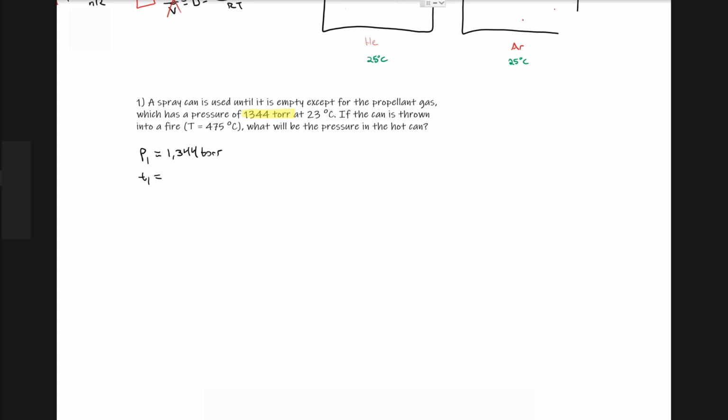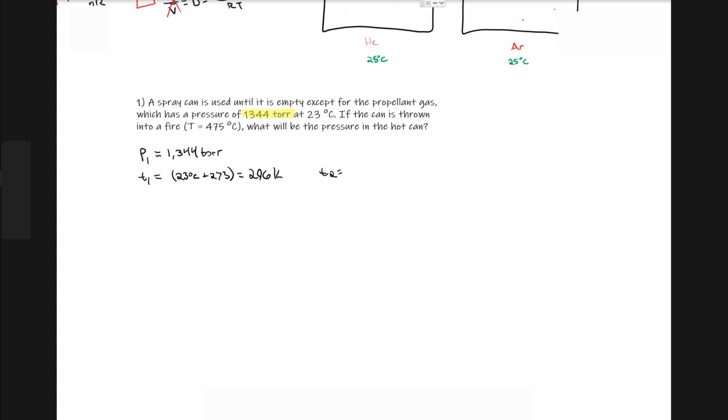And the way you go from Celsius to Kelvin is to add 273 degrees. So I'm going to write, in parentheses, 23 degrees Celsius plus 273. And when I punch that into my calculator, I get 296 degrees Kelvin. So let's keep reading and see what else we know. If the can is thrown into a fire with a temperature of 475 degrees Celsius, okay, that looks like the third bit of information. So let's write that down.